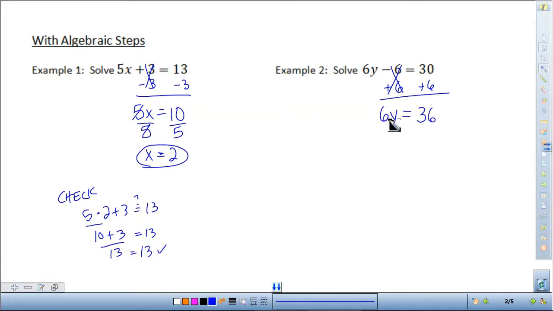From there, we need to get rid of the coefficient of y, which is a 6. So this is the same thing as 6 times y. To do the opposite of that, we're going to divide by 6 on both sides. And then we'll come up with our solution of y equals 6. Again, we could substitute that back in to check and make sure our solution is correct, but we're not going to go through that every single time. That's something you can do if you want to make sure that your answer is correct.